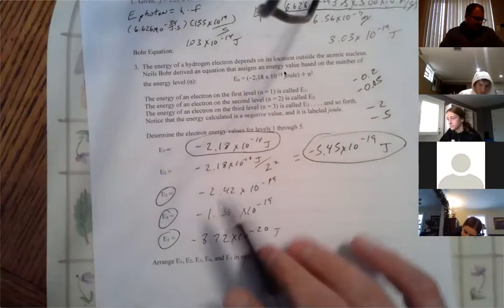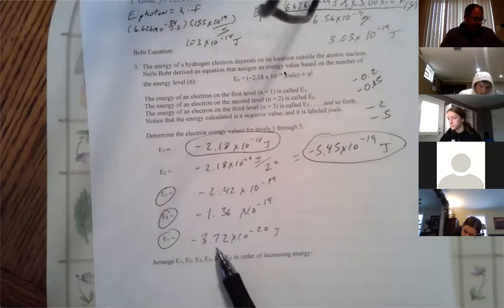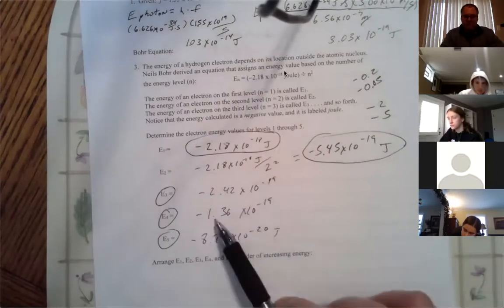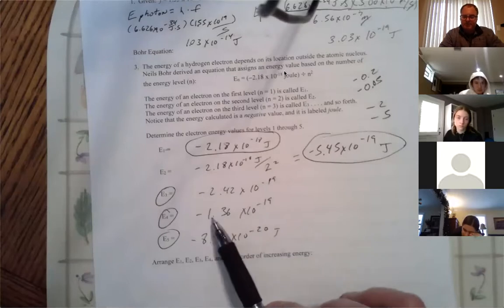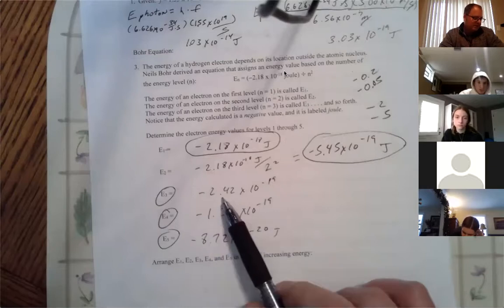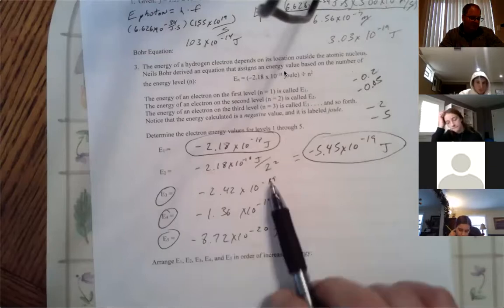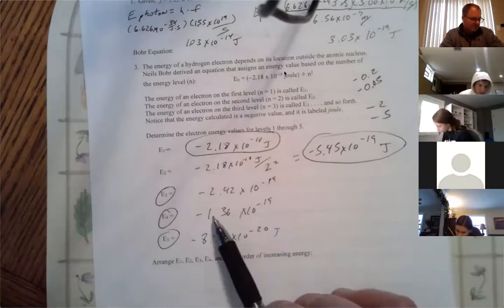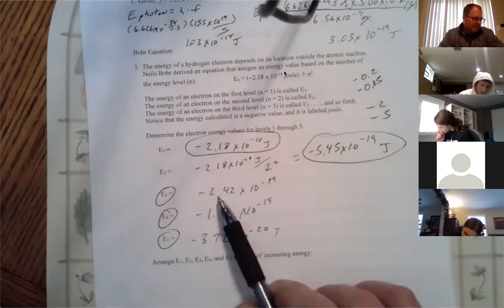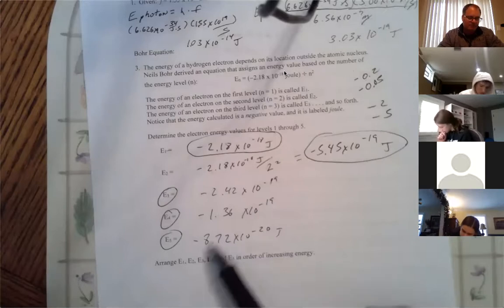Out of these two right here, negative 2 or negative 1, which one is the bigger number, the greater number? Negative 1, right? Since these powers are the same, that's easy for us. Negative 1 is closer to 0. Negative 2 is farther from 0. How about negative 1 or negative 8? Which one is the bigger one?